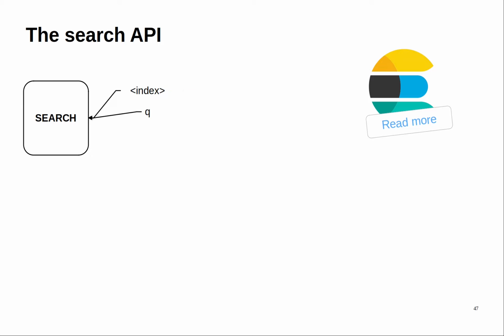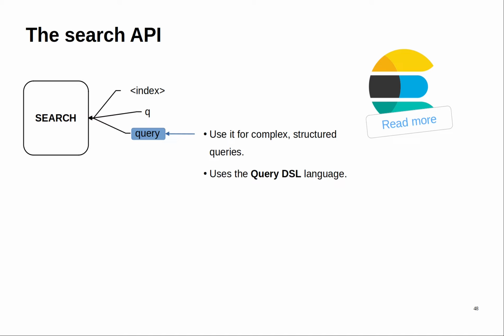The search method also utilizes q and query parameters to define how searches are performed. But let's start with the q string. This one, you use it for simple searches with Lucene syntax. We will see this in one of the upcoming videos. And here we have the query. This one is like the q string, but this is used to make complex structured queries. And it uses the query domain-specific language. We will see this again in a later video.